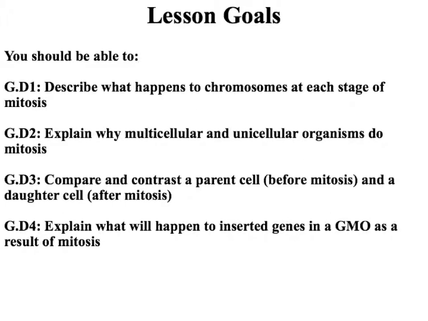We're already on our fourth day of this genetics unit, and today we're going to tackle mitosis. So by the end of today, I want you to be able to describe what happens to chromosomes at each different stage of mitosis. Also, I want you to know why organisms do mitosis, both multicellular organisms, organisms that have more than one cell, and unicellular organisms, which are organisms that only have one cell.